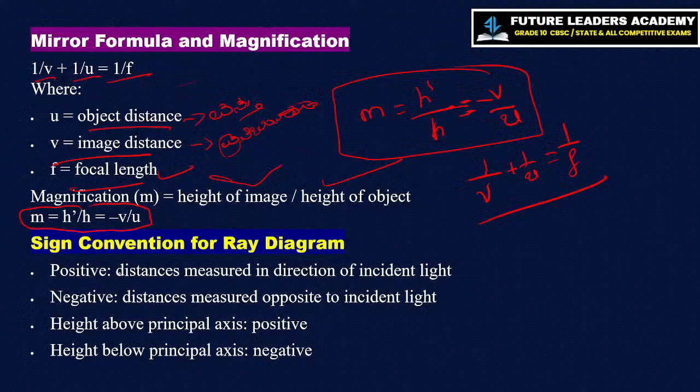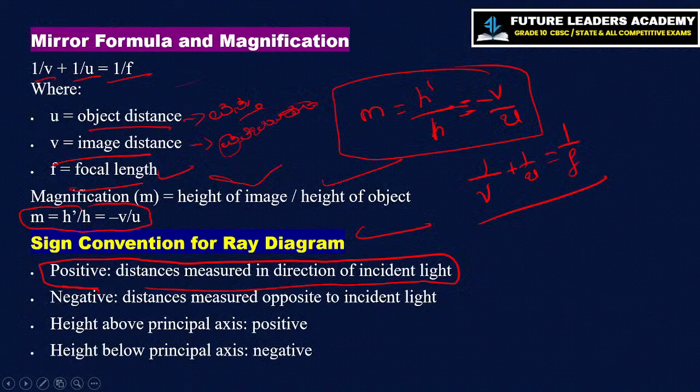Okay. Next, sign convention for ray diagrams. See, positive distance is measured in the direction of the incident light. If you measure distance in the incident direction, it is positive. Negative distance is measured opposite to the incident direction. If you are measuring from this to this, then these both are opposite. So this will be negative.